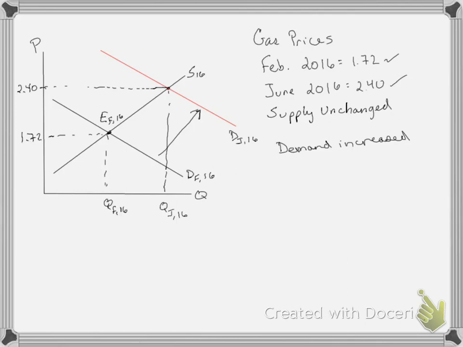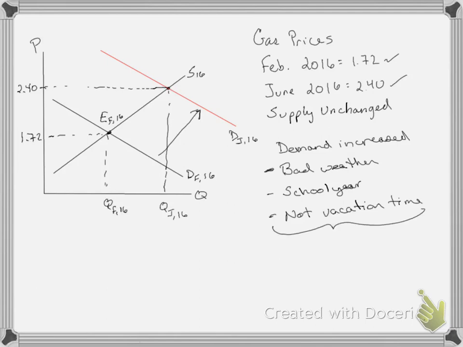So let's think about why demand would increase between February and June 2016. Well, think about your own behaviors. What's going on in February? In most parts of the country, we've got maybe bad weather, snow, ice storms, things like that. We're in the middle of a school year, and it's really not vacation time. So these are all things that are happening in February.